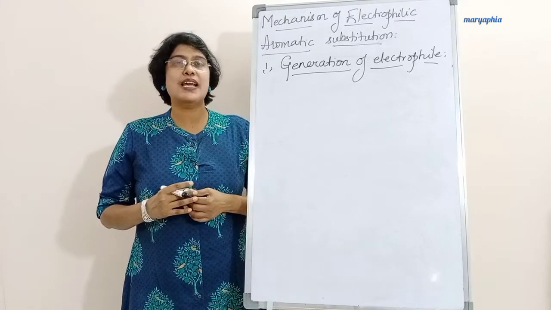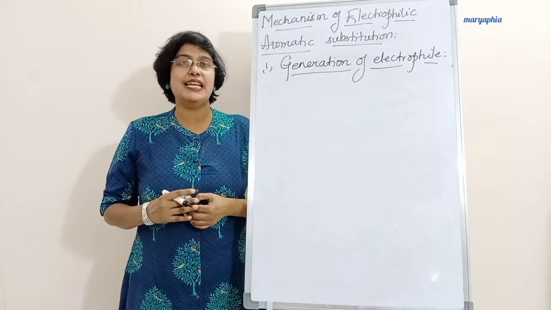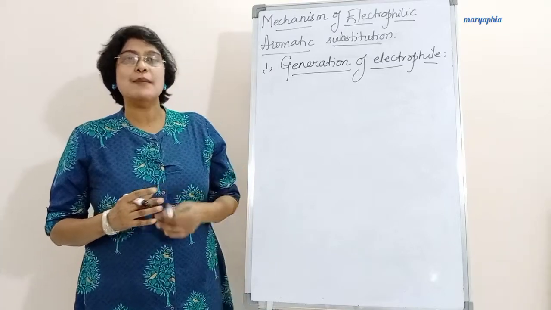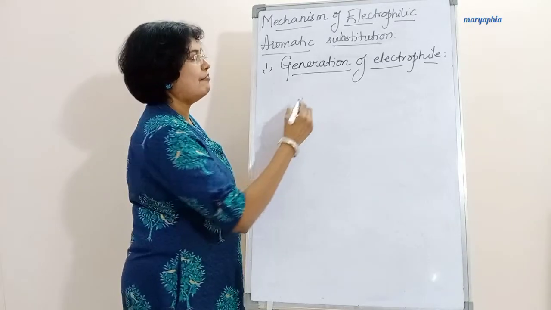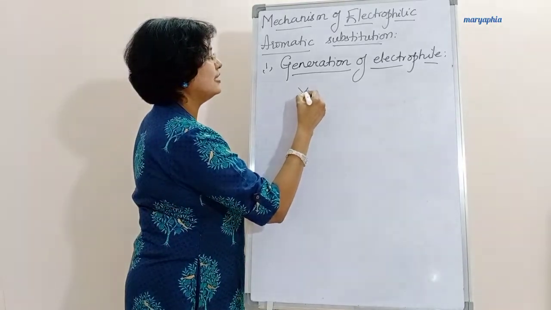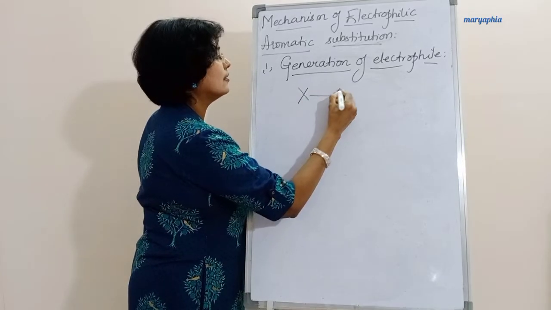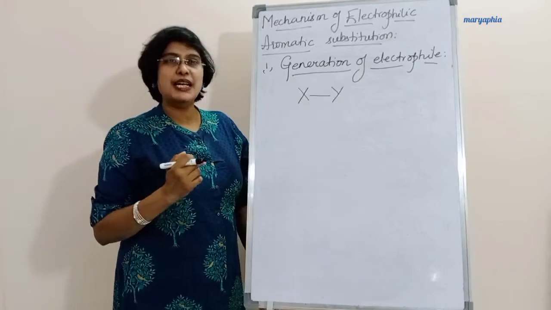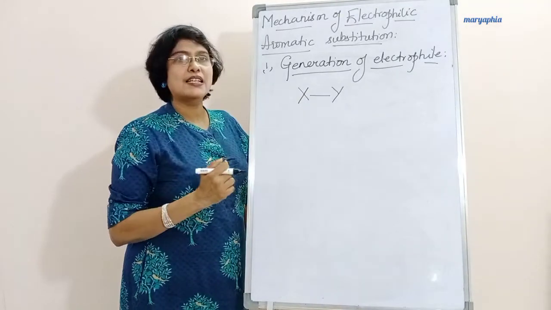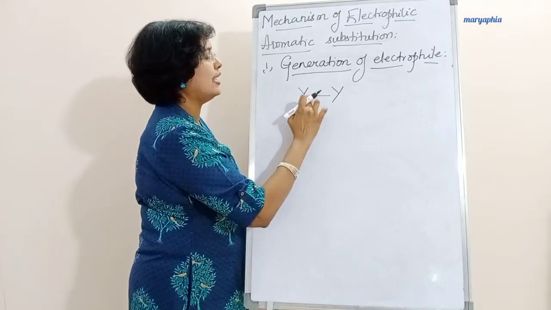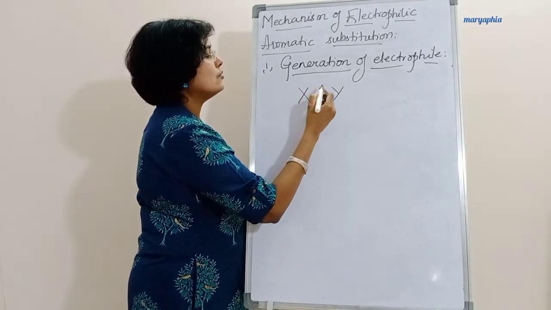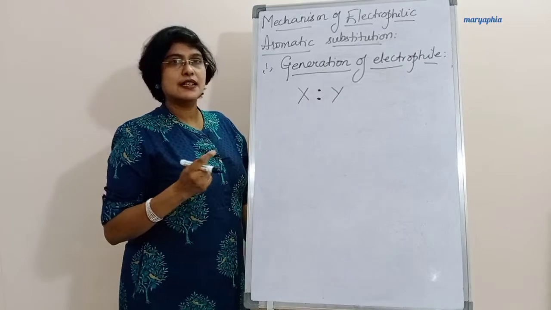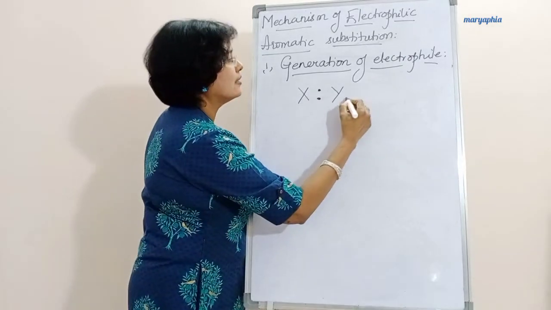The first one is generation of the electrophile. Where is the electrophile coming from? For example, if we take a reagent X-Y, this is the bond. What is the meaning of this? That means there are 2 electrons. I am showing the electrons like this. So, X-Y.